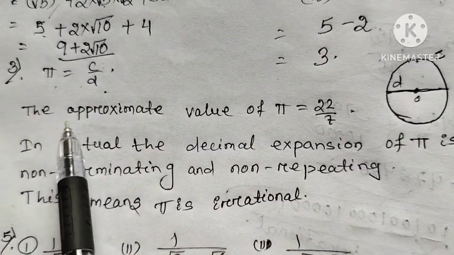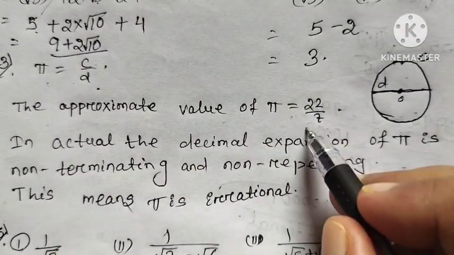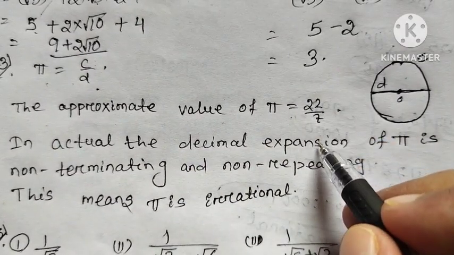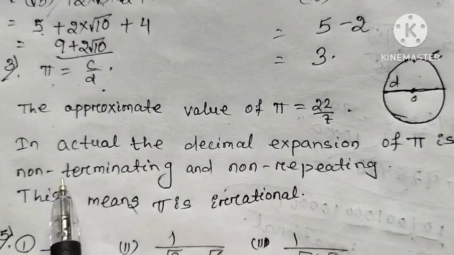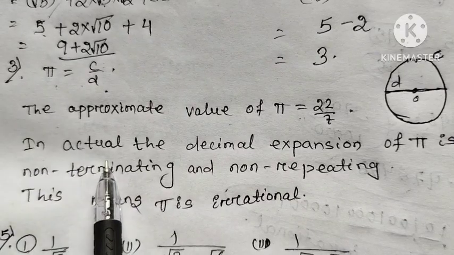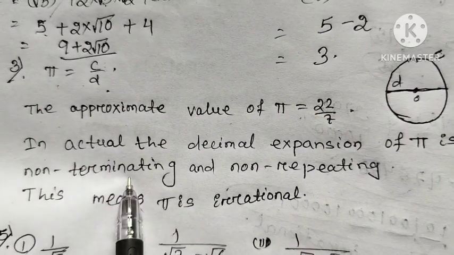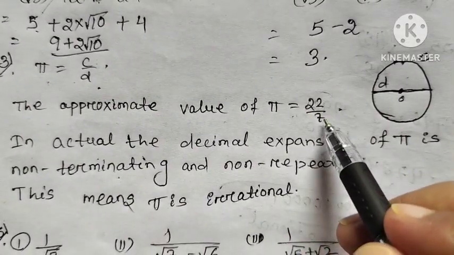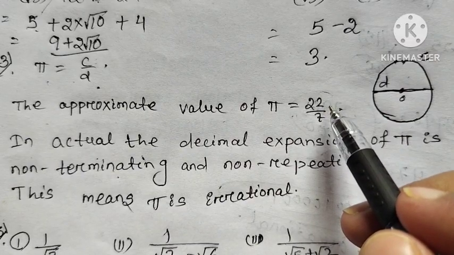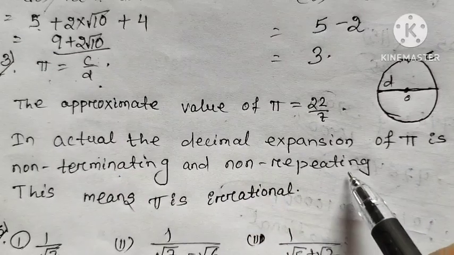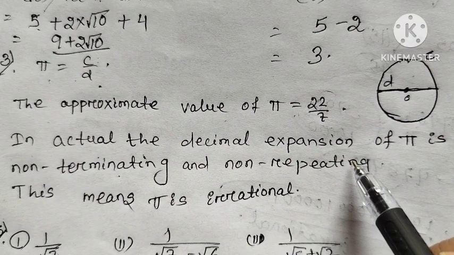Then you know the approximate value of pi is 22 by 7, because this one is not terminating. Yes, 22 by 7 is the approximate value, not the exact value. That's why you have to write that in actual fact the decimal expansion of pi is non-terminating. This is not divided exactly. The remainder will never be 0. And it is also non-repeating. Different values keep coming, but they are not repeating.